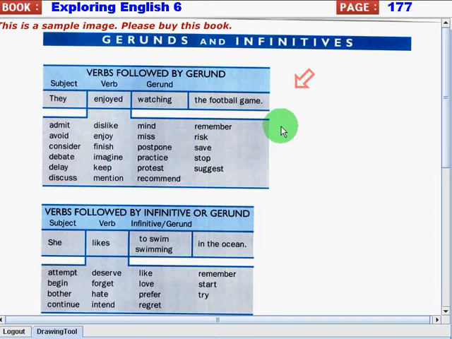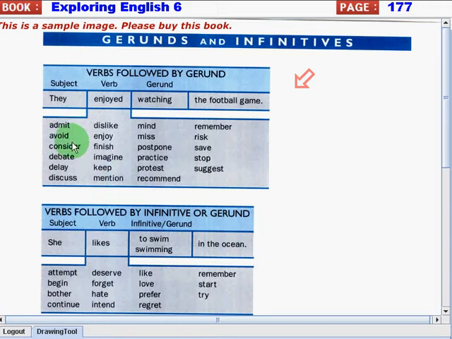They enjoyed watching the football game. Watching is our gerund and enjoyed is our verb. Enjoyed is the action of our subject, but what did they do? They enjoyed watching the football game. Now, let's read other verbs that can be used in this sentence.